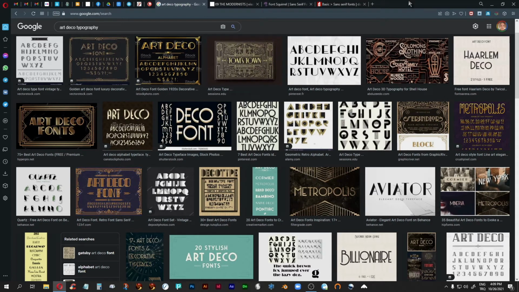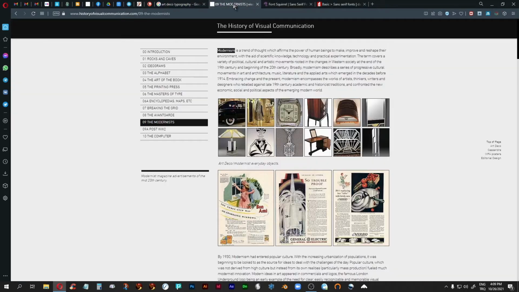I want to make a short video about something that I already talked about in class, which is a mistake that a lot of young designers who are just learning about typography and graphic design make, which is confusing Art Deco fonts with sans serif fonts. Now, Art Deco fonts belong to a specific period in history, which is the 1920s and the 1930s.